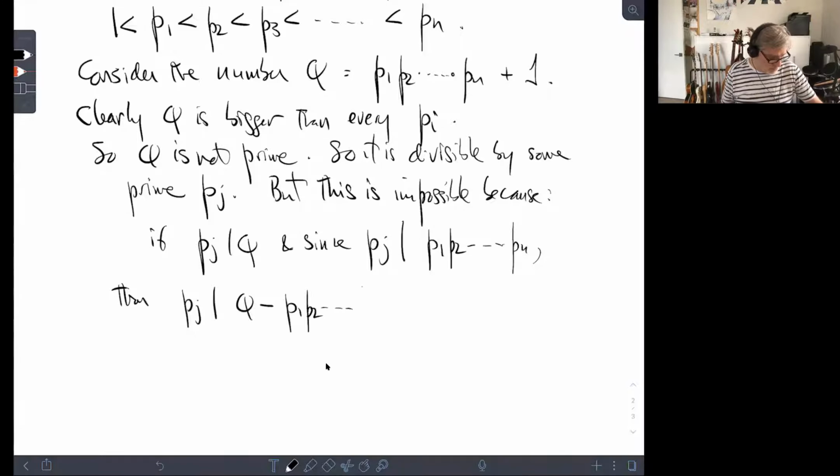Right? This is a trick we're going to use often. If you divide two numbers, you divide any integer combination of the two. And what is that? That's 1. But a prime number cannot divide 1, right? So this is a contradiction. So that's the proof.